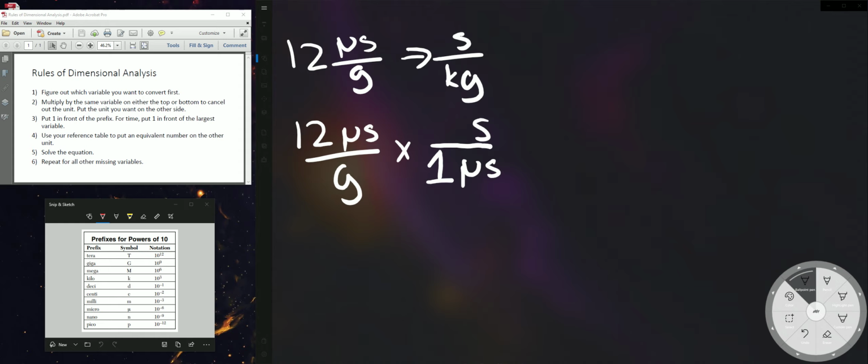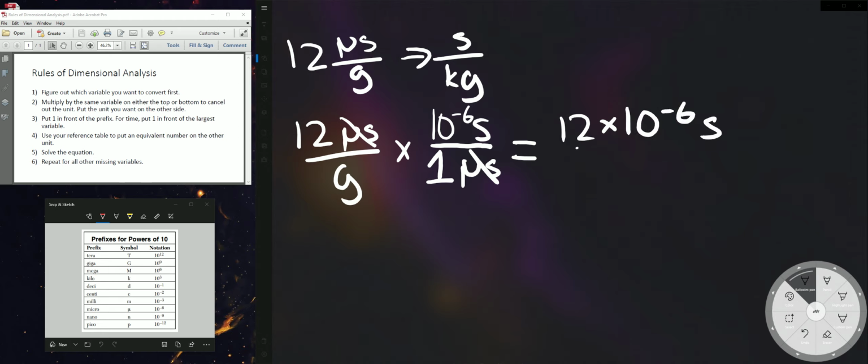Now we're up to step 4. We want an equivalent number on the other unit. For micro, we want 10 to the negative 6, because 1 micro, as you see in the reference table on the left-hand side, is 10 to the negative 6. So now we're going to solve. The micros cancel out. Solve 12 times 10 to the negative 6 over grams. Again, 1 times grams is nothing, because 1 times anything is itself, so I'm just going to ignore the 1 over there.